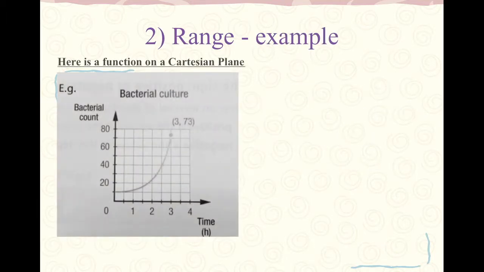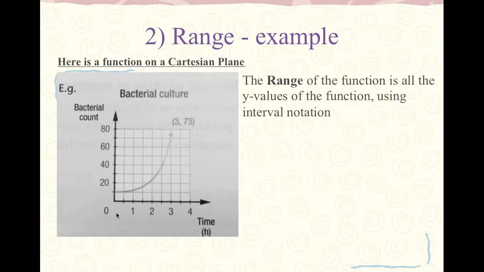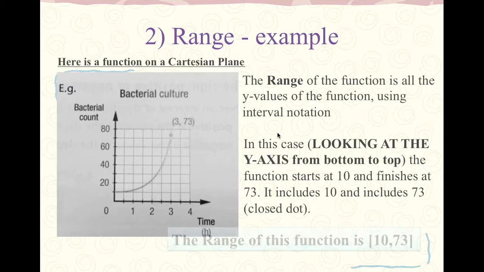Here's another function, or actually here's the same function, sorry, on the Cartesian plane. Now, in the first one, we looked at just the x values. In this case, we're going to look at the y values, okay? Now, tilt your head, bottom to top. Starts here, ends here. Starts at 10, ends at 73. In this case, the range of this function is closed bracket 10 to 73, closed bracket.